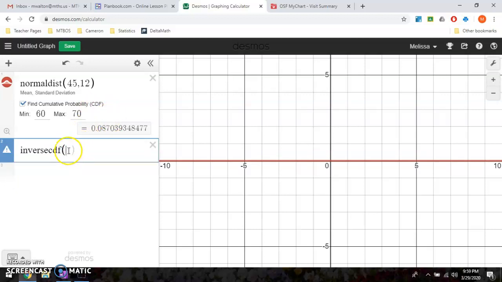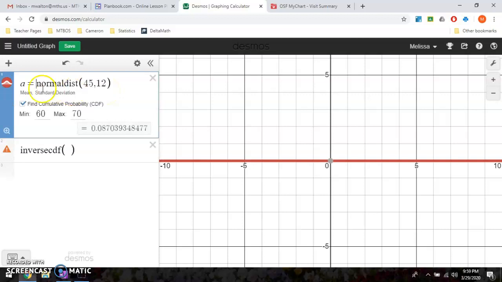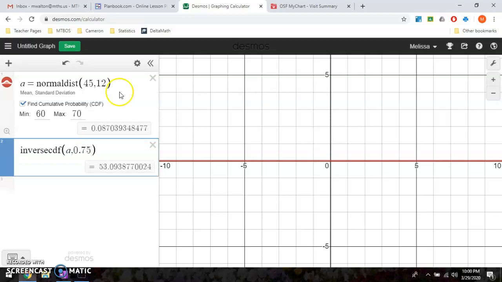All right, now two things that we need to input. First off, I could have a whole list of normal distributions here. Maybe I have one for typing speed and head circumference and weight. But I want to make sure that I'm talking about this one, so you do have to label this. I'm not very creative, so I'm going to label this A. A equals. All I did there was name the distribution I'm talking about. So inverse CDF, distribution A, and I want to know the 75th percentile, so 0.75. And that tells me that a typing speed of 53 words per minute would be the 75th percentile.